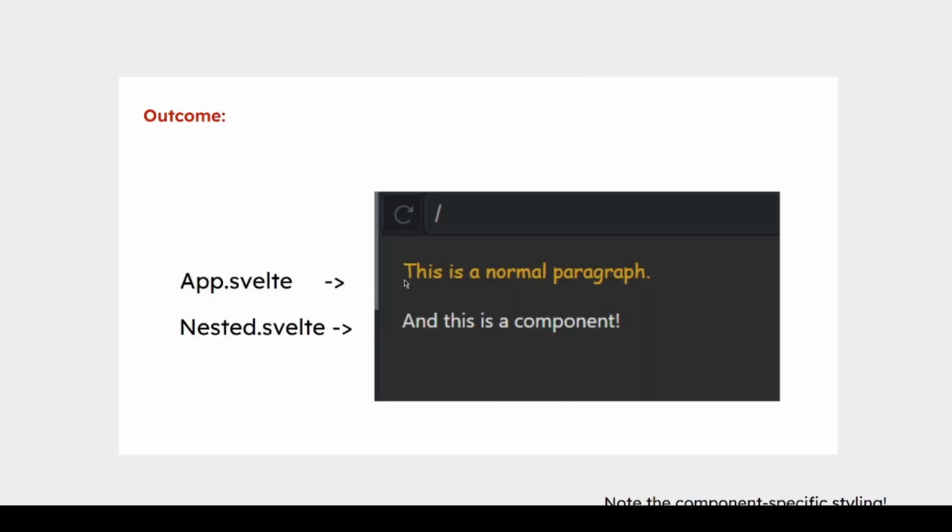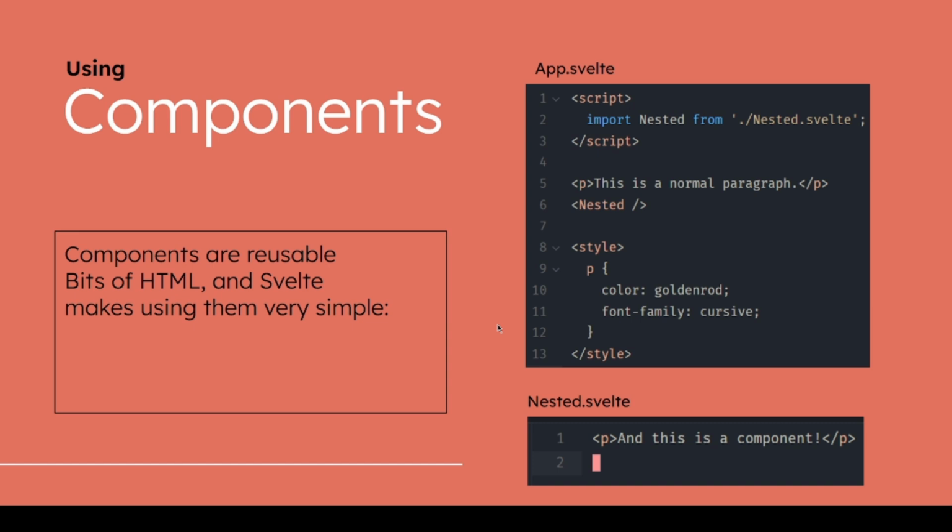We can see that here's our paragraph that comes from App.svelte, and here's our paragraph that comes from the nested component. And note something important, only the paragraph tag that comes from App.svelte is styled. Why does that happen? Well, Svelte does something really cool, which is that styles that exist in a specific Svelte file will only affect content in that Svelte file, meaning that since this other paragraph actually lives in a different Svelte file, this p style will not affect it.